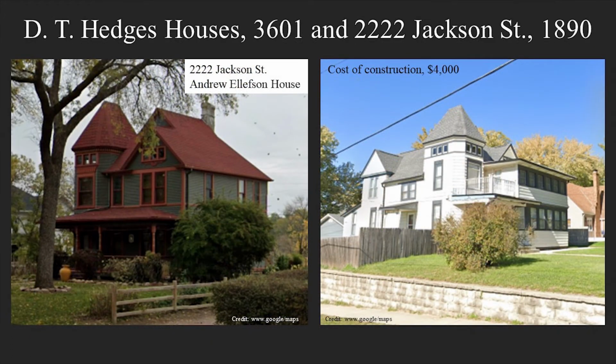Then these D.T. Hedges houses, 3601 Jackson Street and 2222 Jackson Street, both built in 1890. The cost of construction of these houses was $4,000, and one house, 2222 Jackson Street, was later occupied by Andrew Ellison.